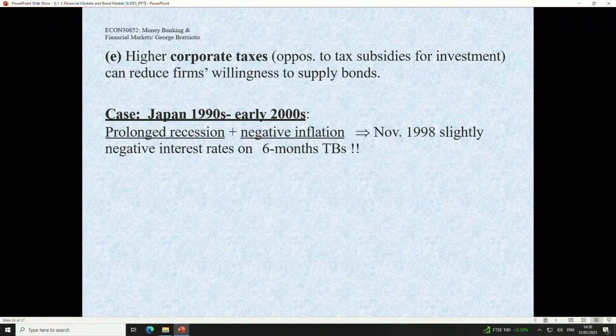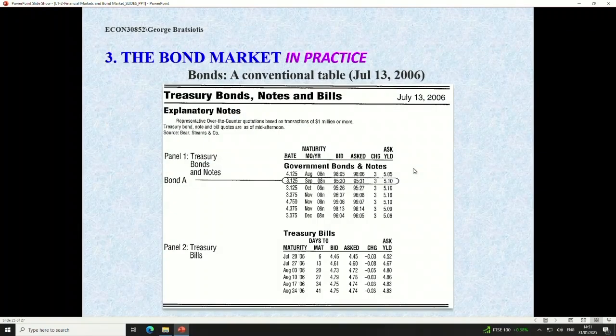There's a particular case which is interesting, which we'll cover in the class, which is the case of Japan, where prolonged recession and negative inflation caused interest rates to be negative. And here, guys, this is what I'll say, and we're finished. I will always do what we do in practice. In this first lecture, there's not much to talk about because it's definitions and all that. But have a look here. I mean, this is a conventional table that you will pick up from the Financial Times, let's say. Here you see the little N here? Remember, this was taken from the newspapers in 2006.